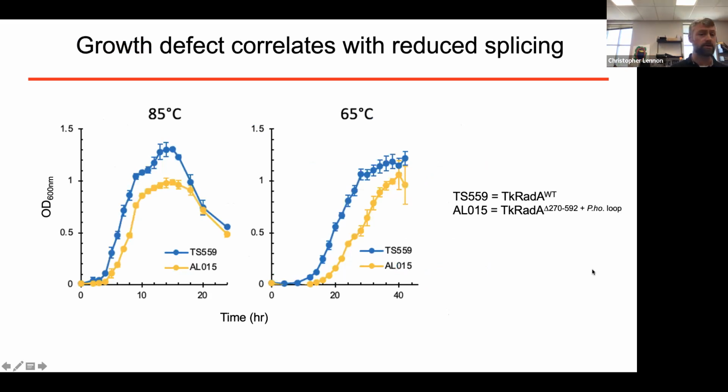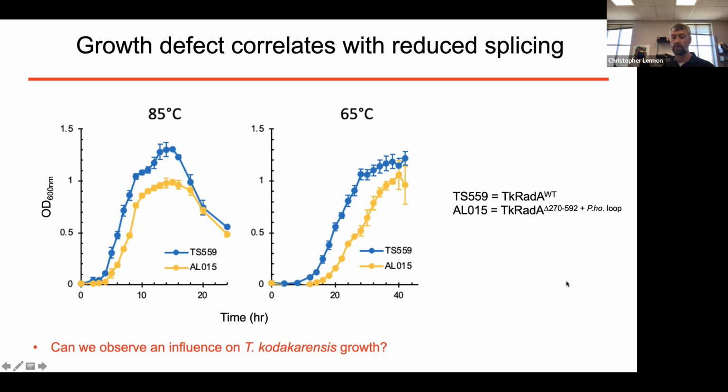Finally, we wanted to look at just overall growth rate, right? And what we can see is in the wild type case, when we compare this to AL15, where we have about 50% splicing, we see a clear lag in growth compared to wild type, particularly at 65 degrees, but also at 85 degrees C. And while this may look subtle, if we consider the fact that this is one of 15 inteins present in Codocrensis, and many of the other inteins are within essential or really important genes, it really illustrates the power of these inteins to control the overall growth and physiology of this organism.